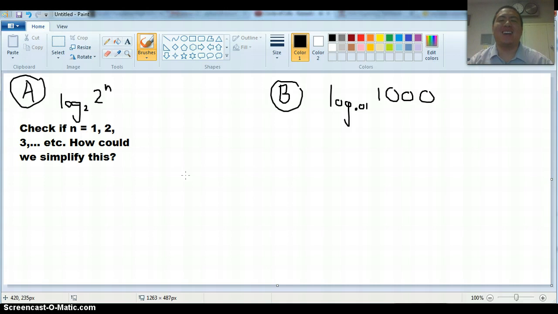Circle of logs. We're gonna do the circle logs. Alright, so let's go ahead and get started, jokes aside.